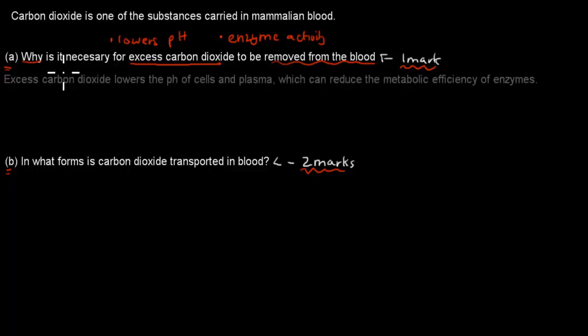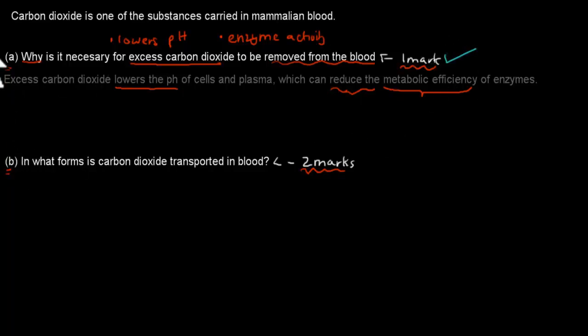So for what I wrote for number A, excess carbon dioxide lowers the pH of cells and plasma. So again, I've written that too much of it means that we've lowered our pH in terms of cells and plasma. That doesn't give us a mark yet, because all we've said is it lowers our pH. But then we've quickly also said that it reduces metabolic efficiency of enzymes. That word, metabolic efficiency, is a good scientific word to know and to use. It comes from the syllabus itself. And reducing the metabolic efficiency just means that the enzymes work less efficiently, less fast. So by saying this, we've said that lowering our pH makes our enzymes less efficient. And we have to get rid of carbon dioxide to maintain a normal constant level in terms of pH. So that was for A. That's a crazily fast mark. 1 mark for one sentence.